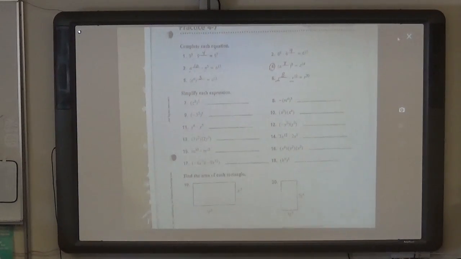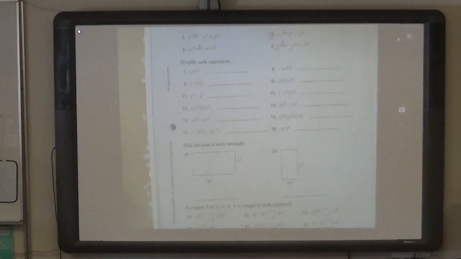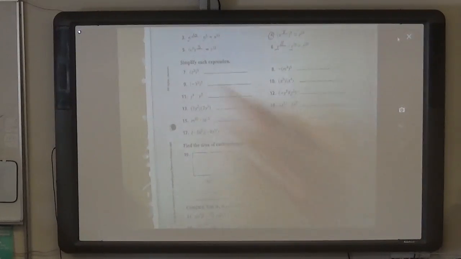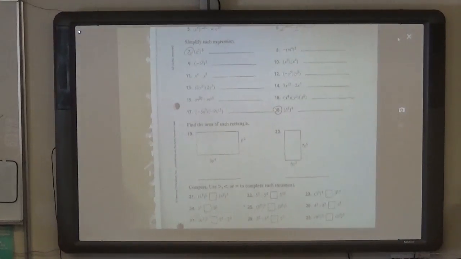Because it's the first concept, Max. They have the same base, n and n, and it's not in parentheses. The power is not outside the parentheses, so you're not multiplying them, you're adding them. You're adding the exponents. Okay? So, your assignment, 7 through 18.